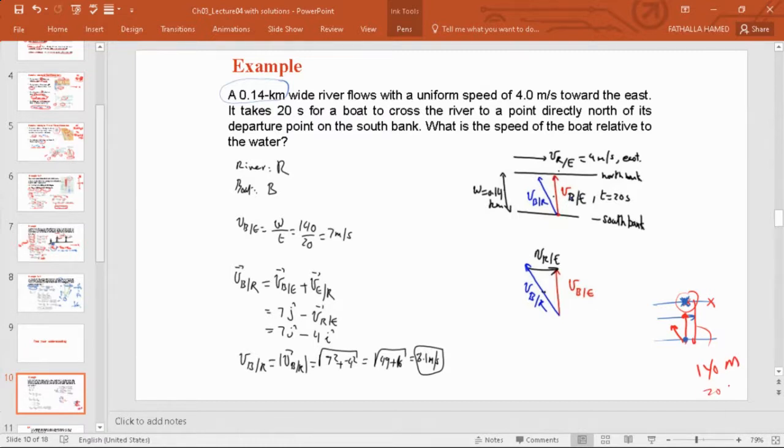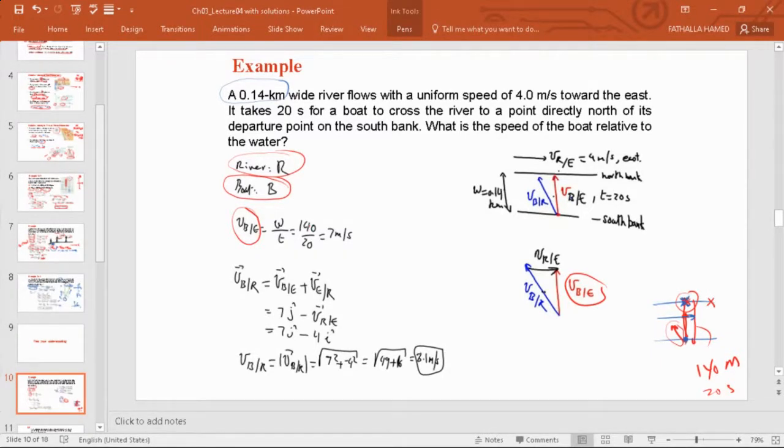20 seconds to get there. So what was the speed of the boat relative to the water? So we're going to use a symbol R for the river, symbol B for the boat, and the speed of the boat relative to the earth, because the boat will start from here and ends here. And that's what we're going to consider as the speed of the boat relative to the earth.